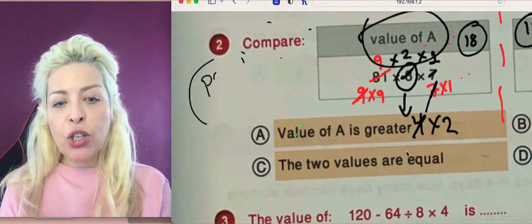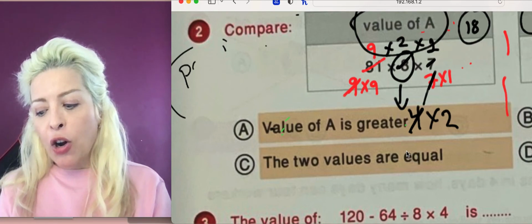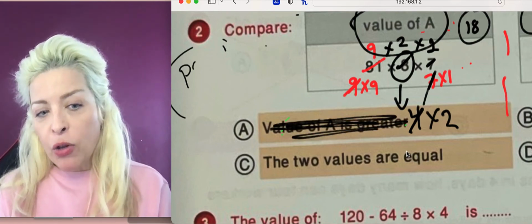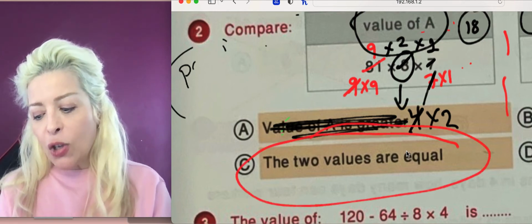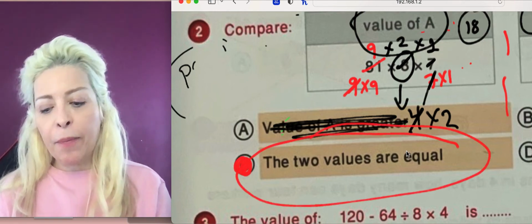So which answer is it? Is value A greater? No. Are the two values the same? Are they equal? Yes. So the answer is C.